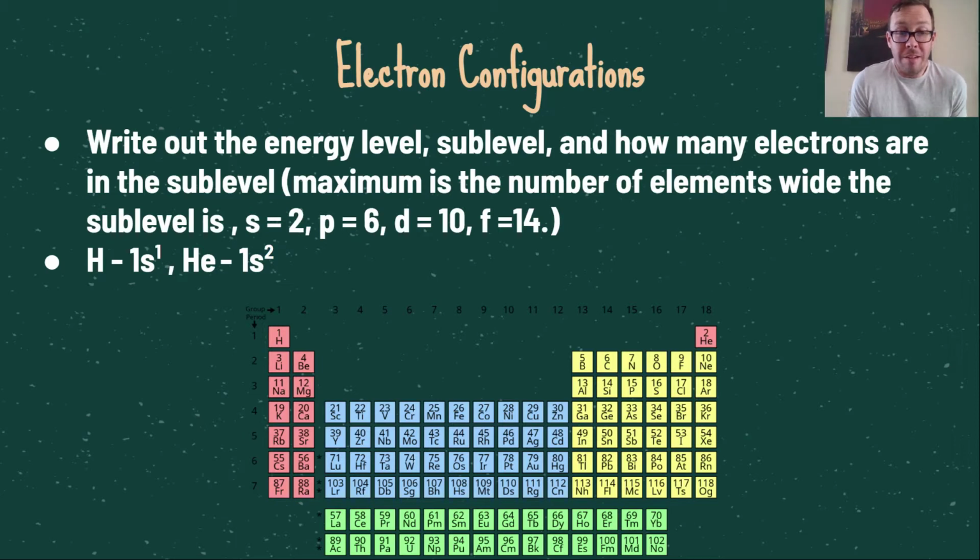But what we're going to look at here is that the S is 2 groups wide, so it can hold a maximum of 2 electrons. The P sublevel is 6 groups wide, so it can hold a maximum of 6. D is 10, and F is 14.